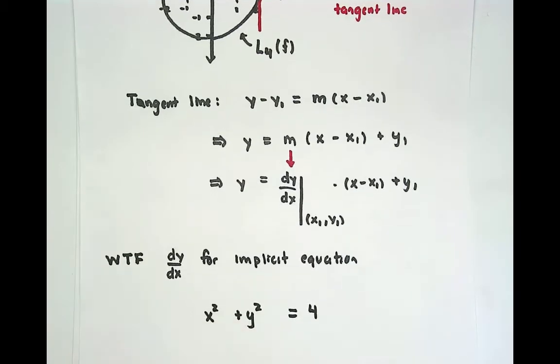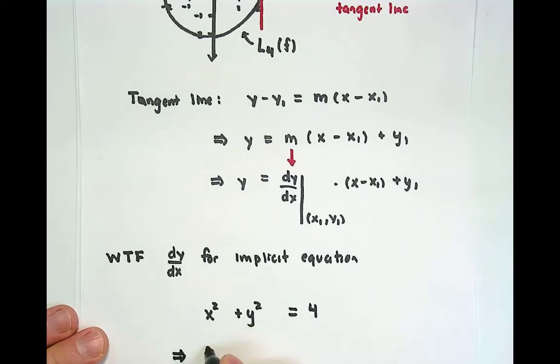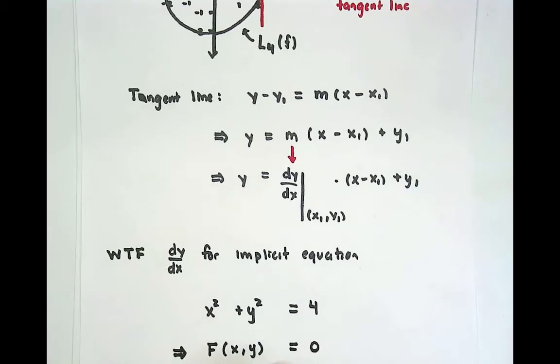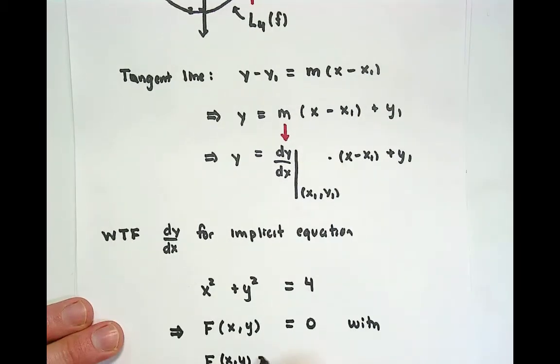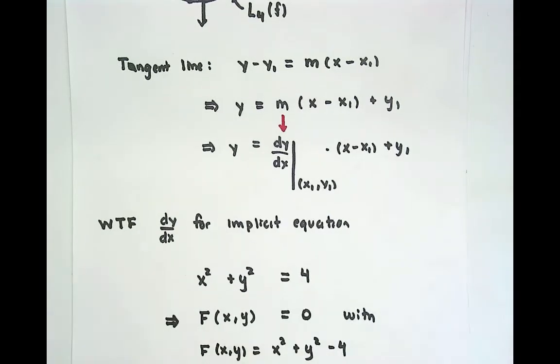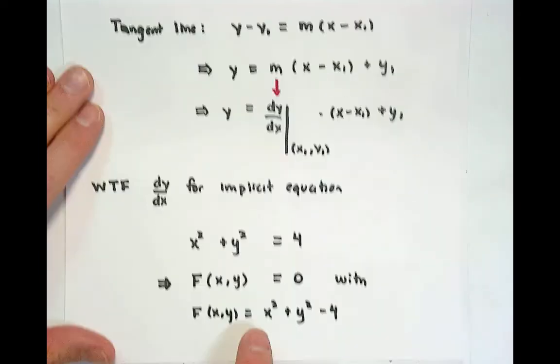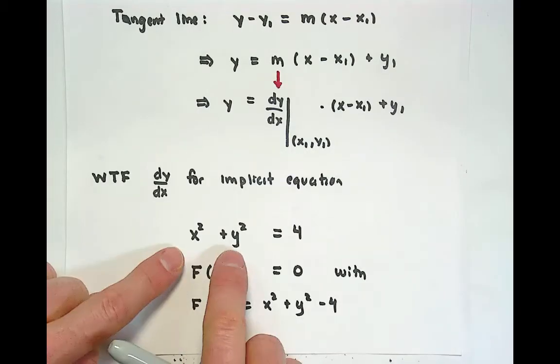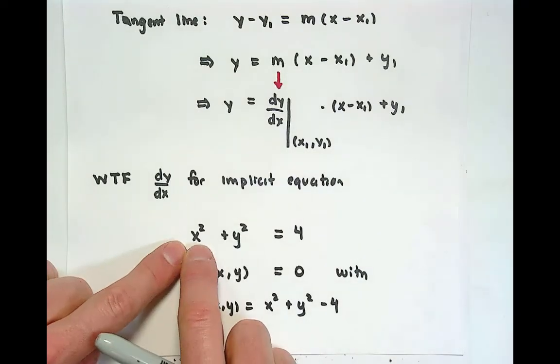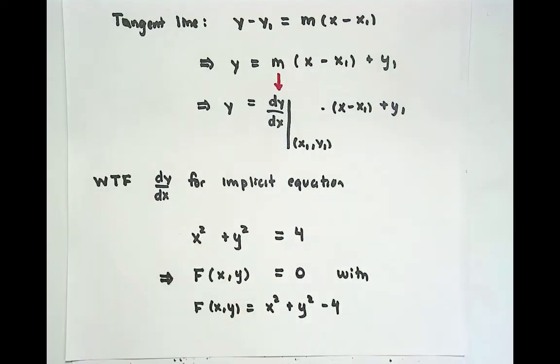And one of the things that we can do, remember that the general form of an implicit equation that we spoke about before was to bring everything on one side, so the right-hand side is 0. In this case, if we set f of x comma y equal to x squared plus y squared minus 4, we get that implicit equation. And now the question that we ask ourselves is, okay, if I don't have y specifically in terms of x, how am I supposed to differentiate this?